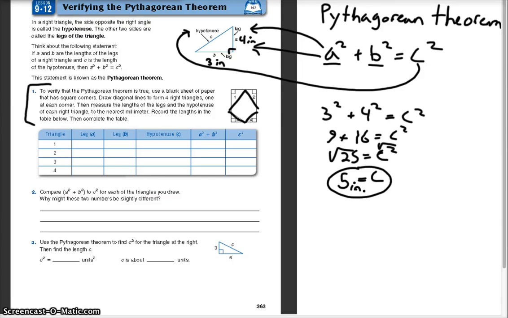Shame on me. Okay, so measure the lengths of the legs and the hypotenuse of each right triangle to the nearest millimeter. So you're using millimeters. Make sure you have that. So you're going to need a ruler out as well. And you're measuring to see if a squared plus b squared really does equal c squared. So you're just checking to see if that's proof, if there's evidence that it's a true statement.